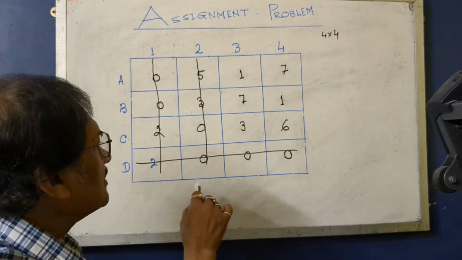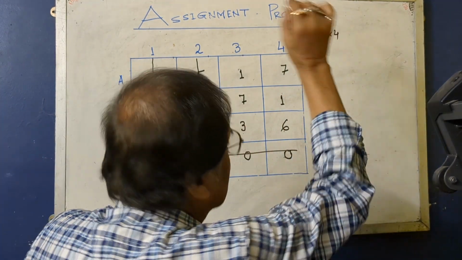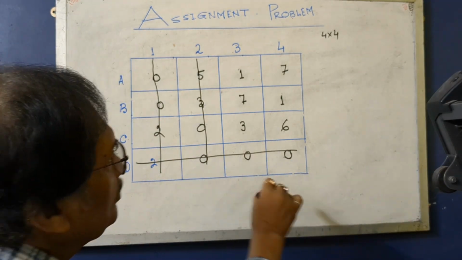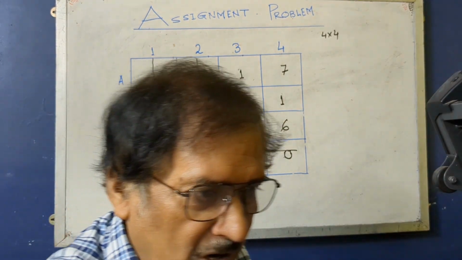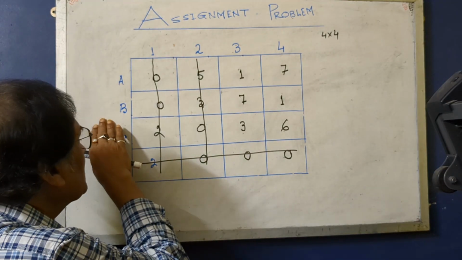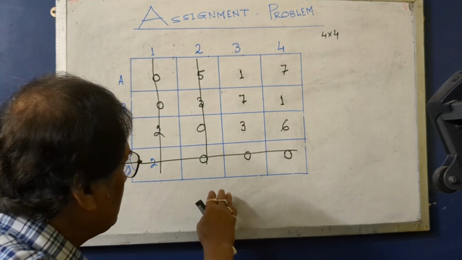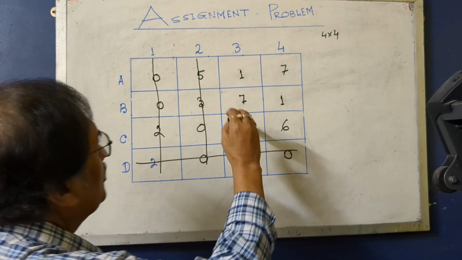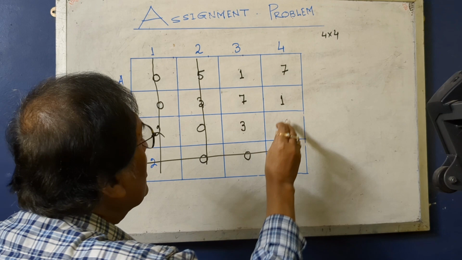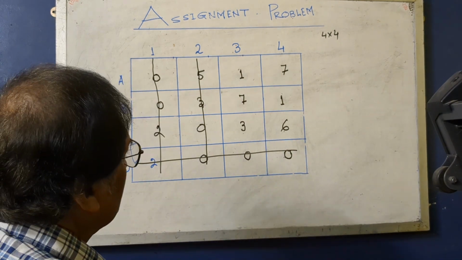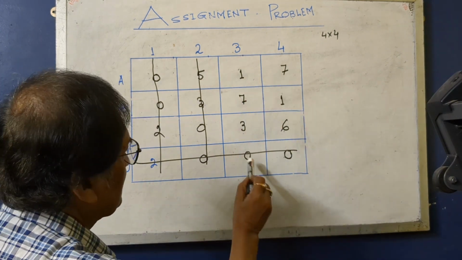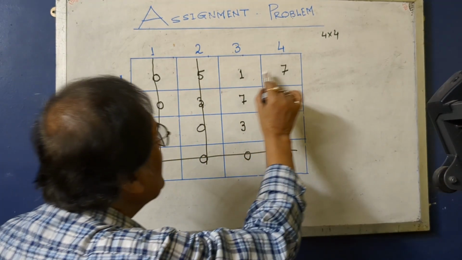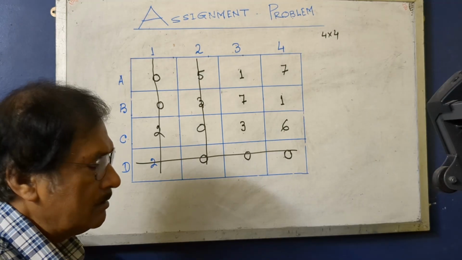Why not, sir? The reason is the number of lines is less than the order of the matrix. If the number of lines is 4, then we'll stop here, and then the next step will start for allocation. Allocation of person with the job. Then what we'll do here, as we have not reached the final table, you find out the minimum element of the remaining elements. These are the remaining elements, because all these are covered. You find out the minimum element from the remaining elements.